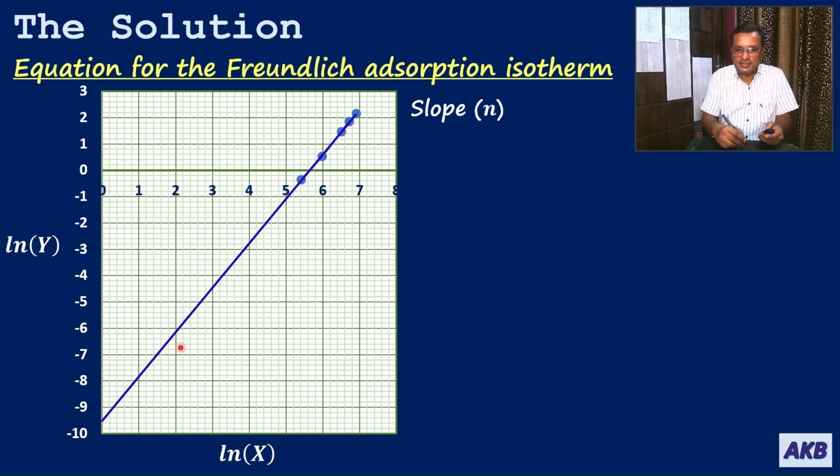Now I will extend this straight line so that I can get the intercept, because I will need the intercept in my calculation. So for this line, let us first find out slope. Slope of the line will directly give us the value of n.